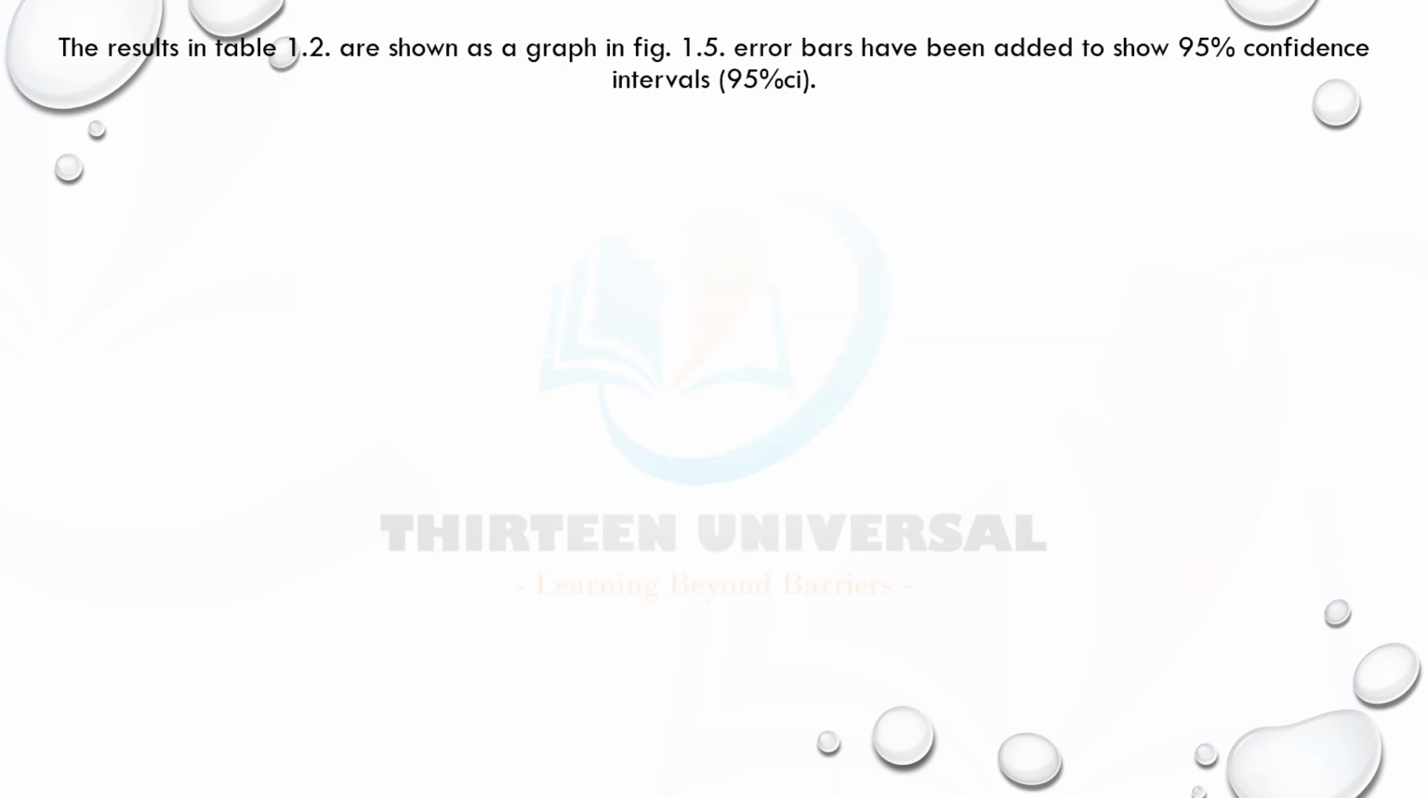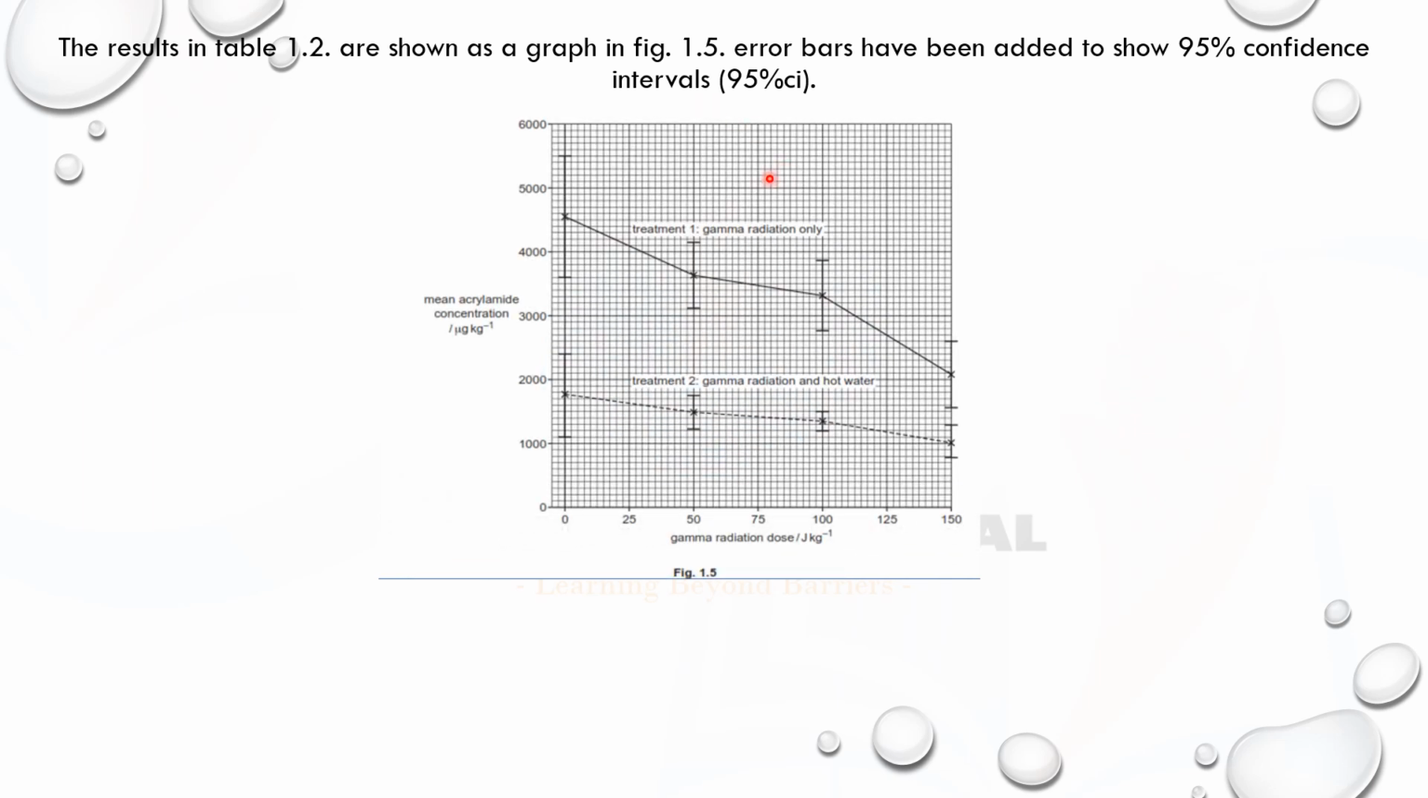The result in table 1.2 shown as a graph in fig 1.5, error bars have been added to show 95% confidence interval. That's the error bar. This is the treatment of gamma alone. See the error bar here, error bar here. This is the treatment of gamma and hot water. This is the error bar.